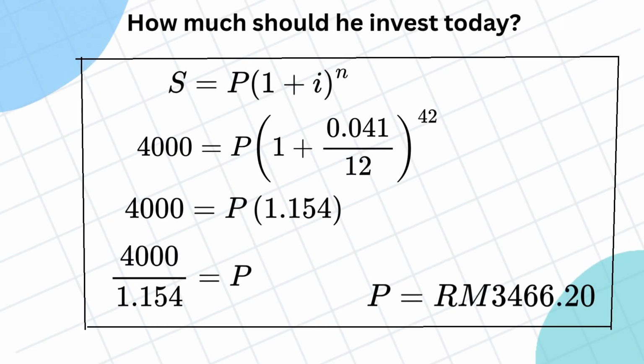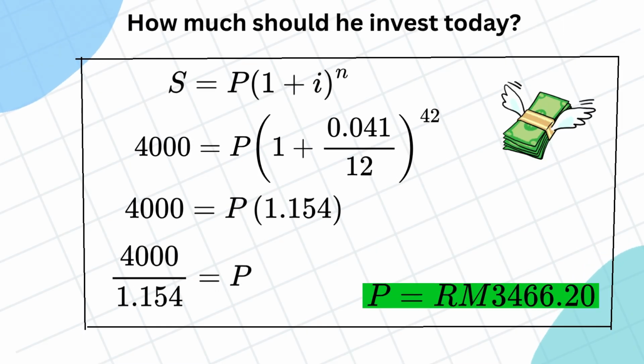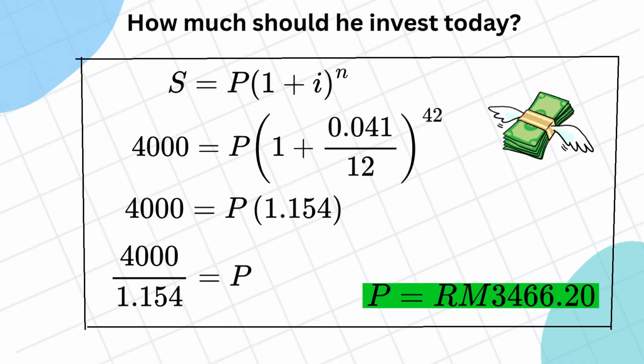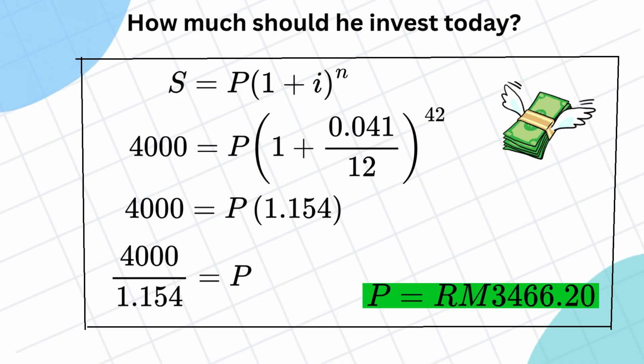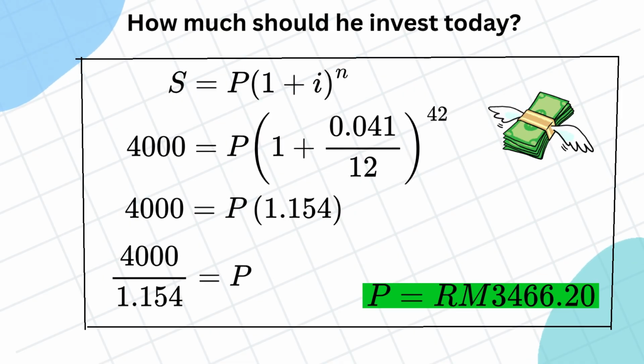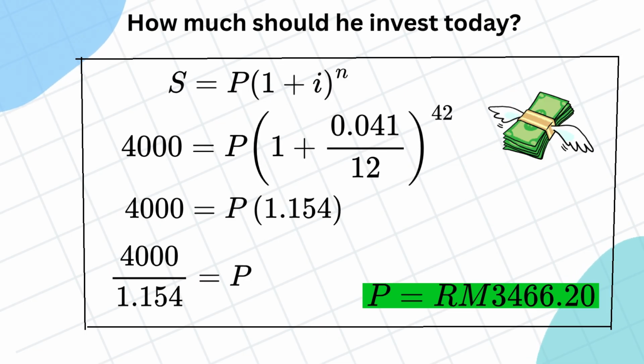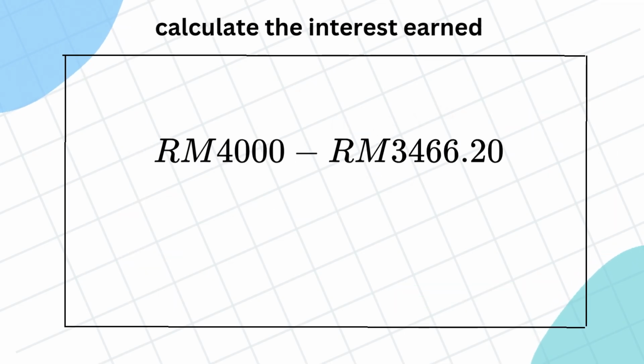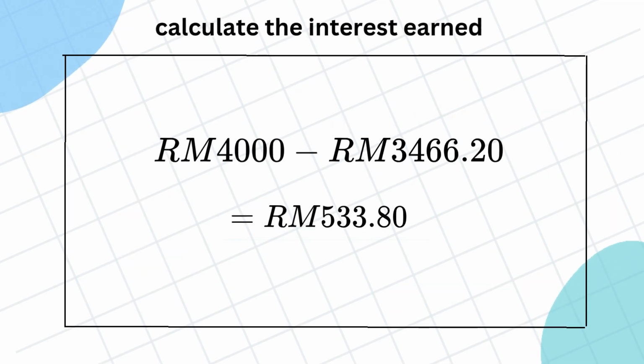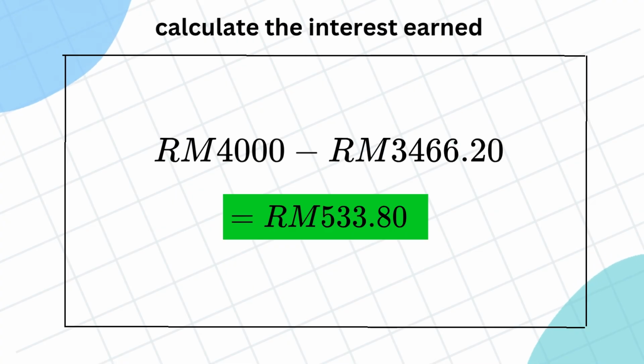When we simplify, the expression becomes 4,000 equals P times 1.154. So we divide 4,000 by 1.154 to get the present value. Therefore, the amount Helmi needs to invest today is RM3,466.20. Now we calculate the interest earned. So 4,000 minus 3,466.20. Then we get RM533.80.